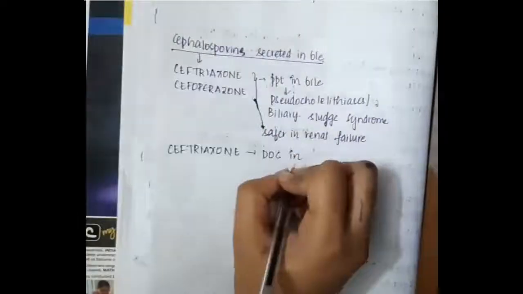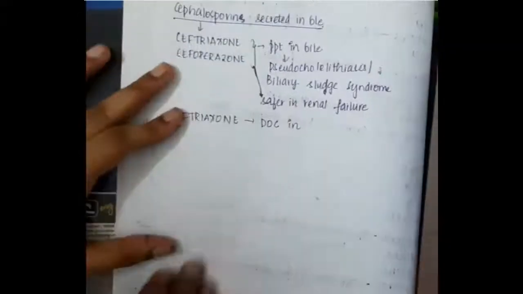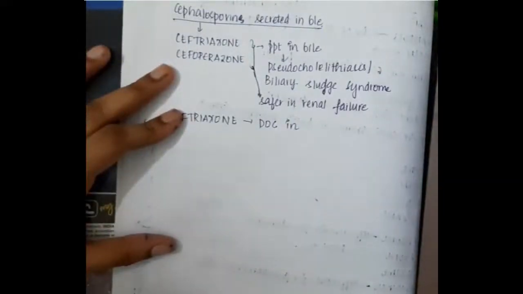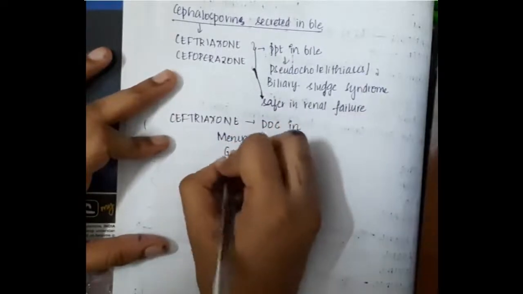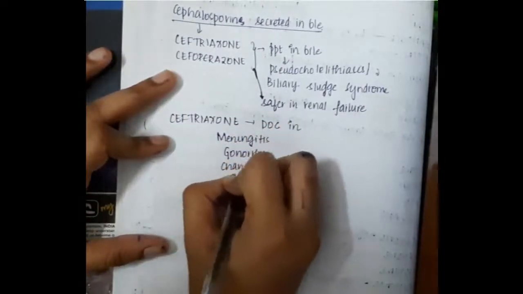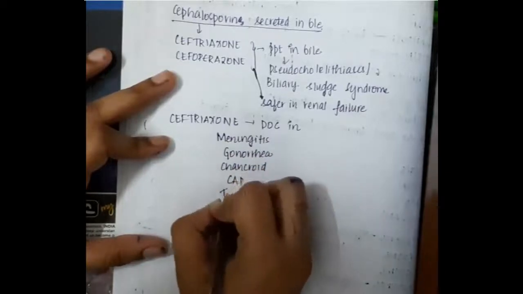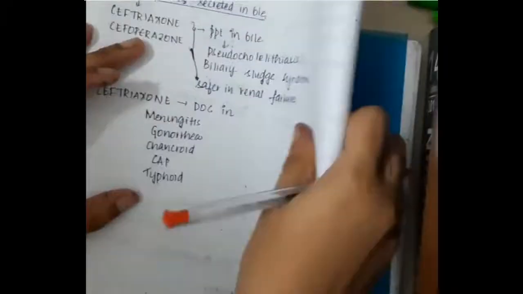Then ceftriaxone is the drug of choice in meningitis, gonorrhea, chancroid, community acquired pneumonia and typhoid.